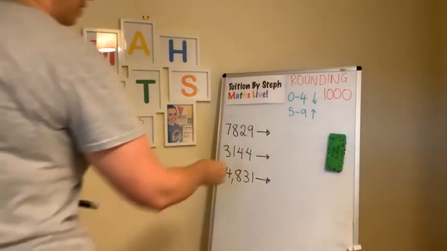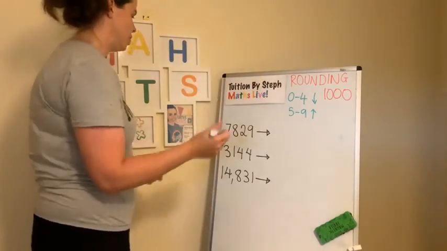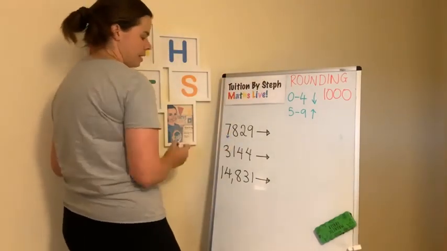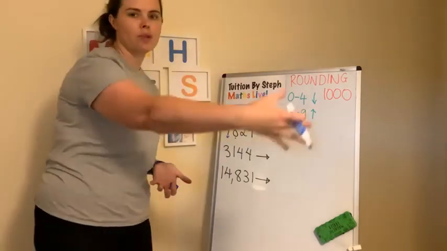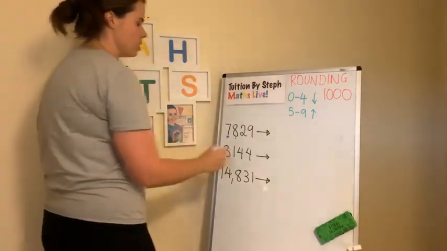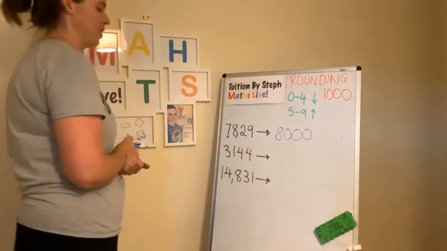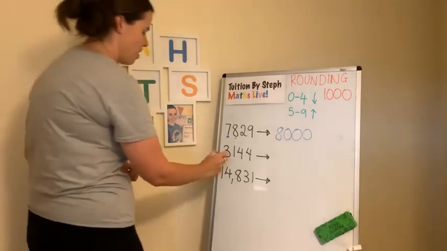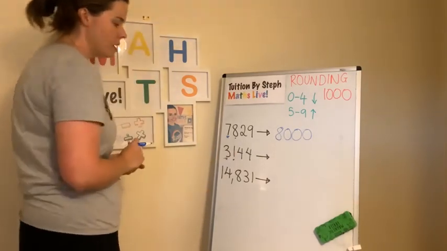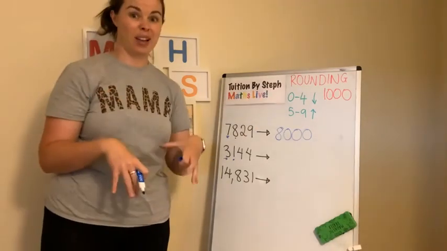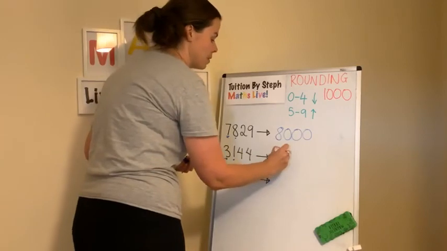Okay, so let's have a look. So for this digit, we're currently in the 7,000s. The 8 tells us what to do. 8 means round up to the next 1,000. So we're not going to stay in the 7,000s. We're going to go to 8,000. For the next one, we're currently in the 3,000s. The digit to the right is 1. So 1 tells us to round down or stick in the thousands that we're in. So the answer is going to be 3,000.